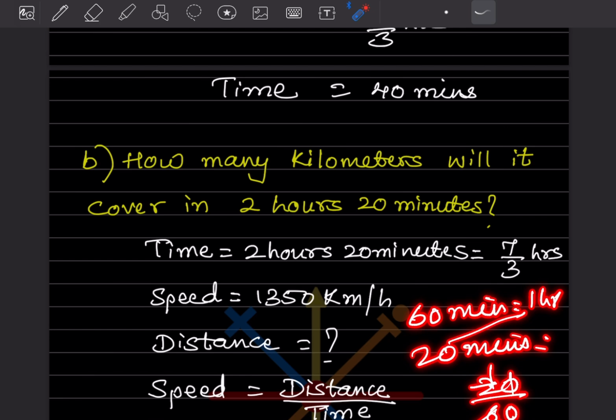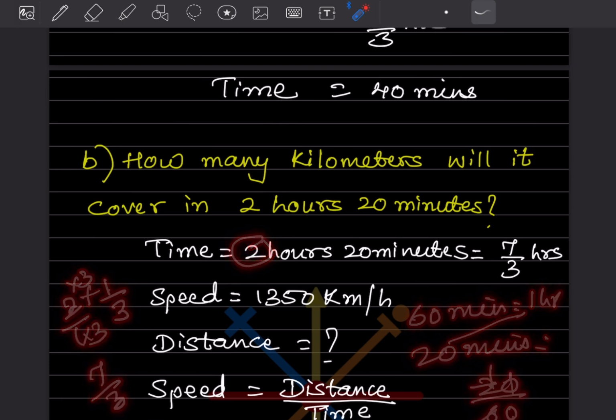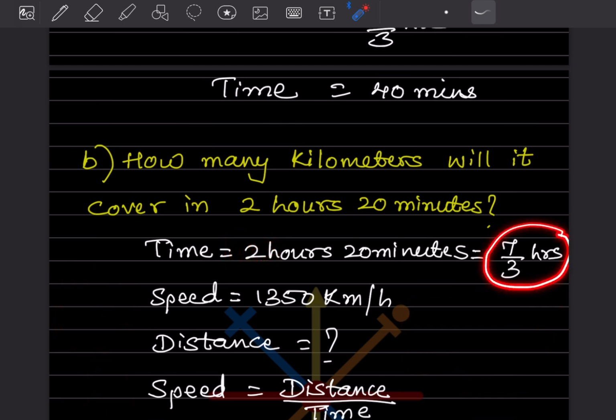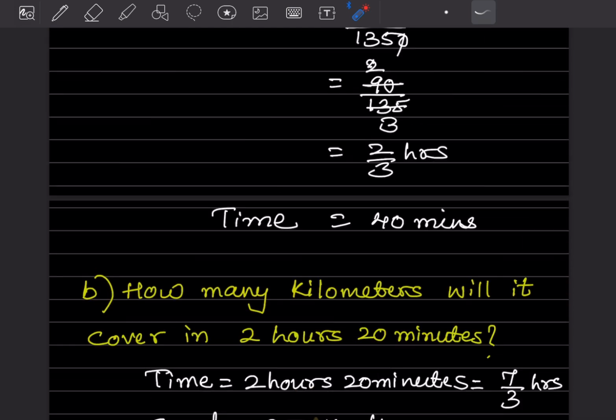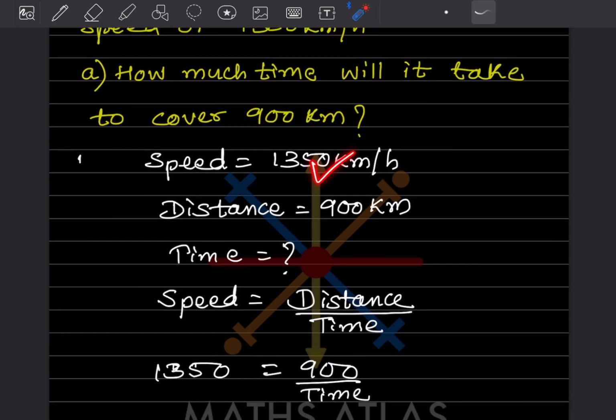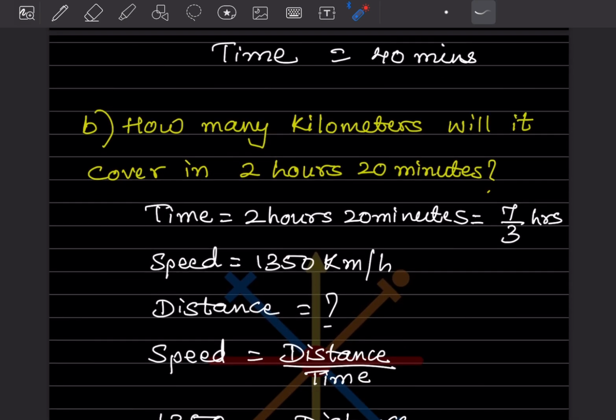So what will you do here? This is 1 by 3. This is plus 2, means 2 plus 1 by 3. So that will be 3 2s are 6, 6 plus 1, that is going to be 7 by 3. So here it will be 7 by 3 hours. And the speed is given, that is the same, 1350. The distance is how many kilometers, means the distance we don't know.